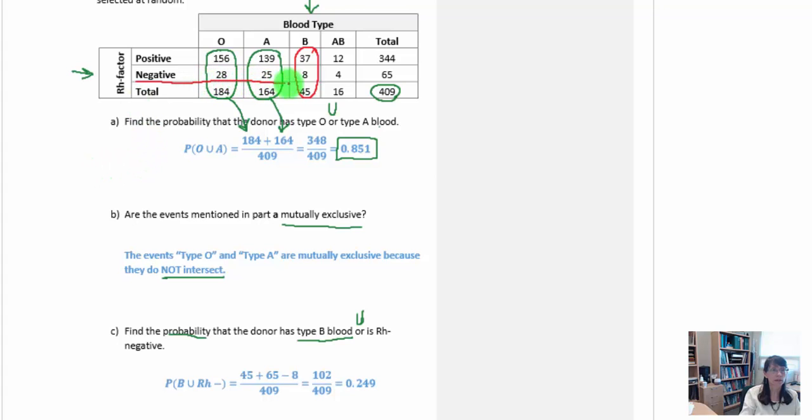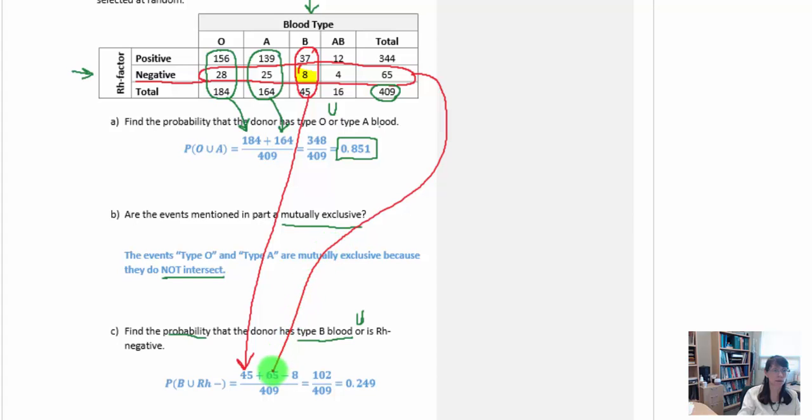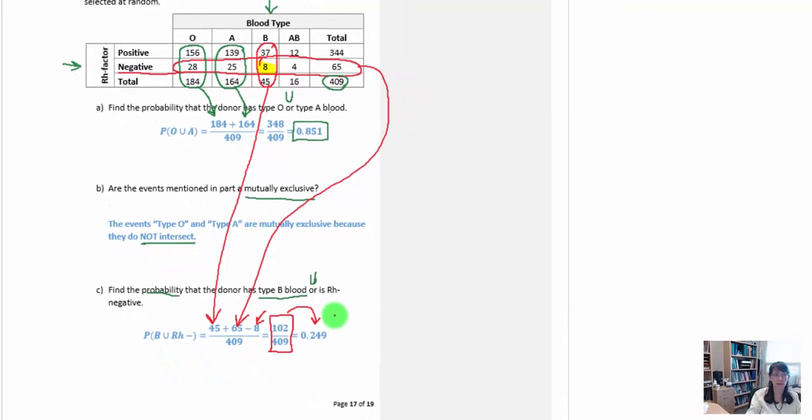So this is going the other direction. And you'll notice here in red, the number 8 has been used more than one time. That value has been counted twice. So it's important that we don't count that twice. So we have a total of 45 for blood type B, and that's added to the total of 65 for negative Rh. But notice we're subtracting 8, and that was the intersection. So we need to be sure to subtract one of the values that got duplicated. That gives us a total of 102 out of 409, and we could write that in decimal form, 0.249.